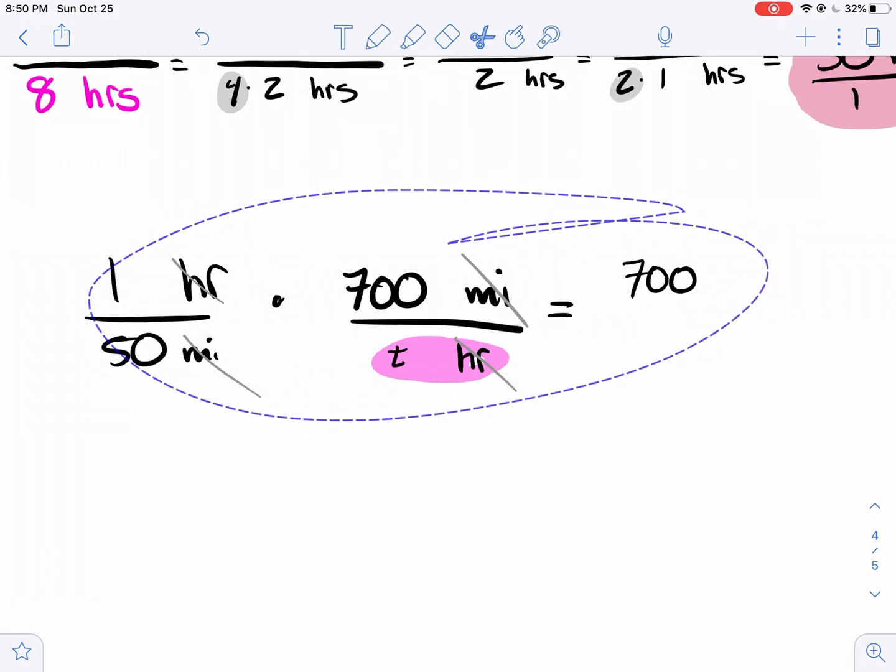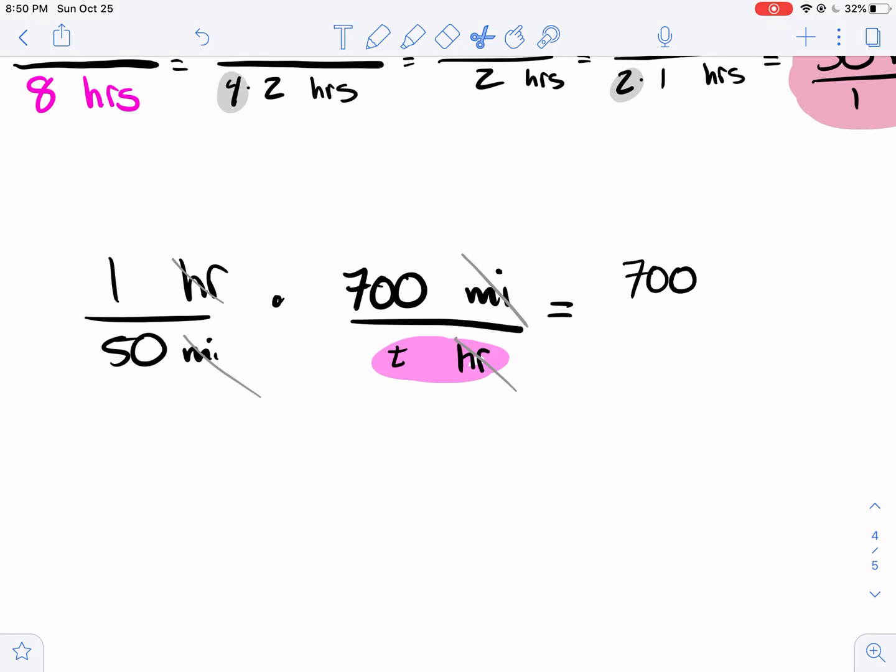Ugh, dang it. Redo. No, that's okay. What did I do wrong? Did I set the whole thing up wrong? No, we're good. We're good.